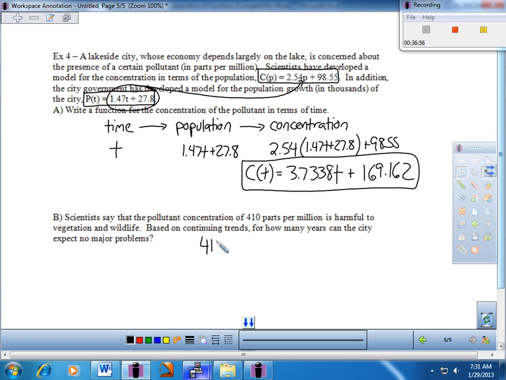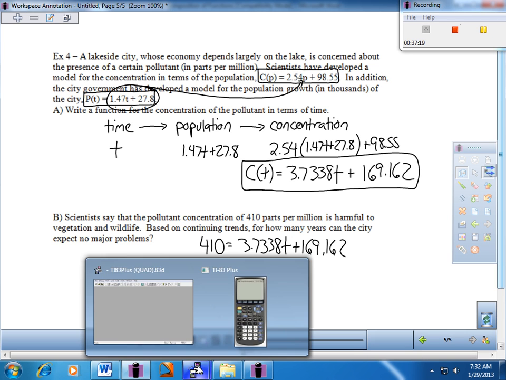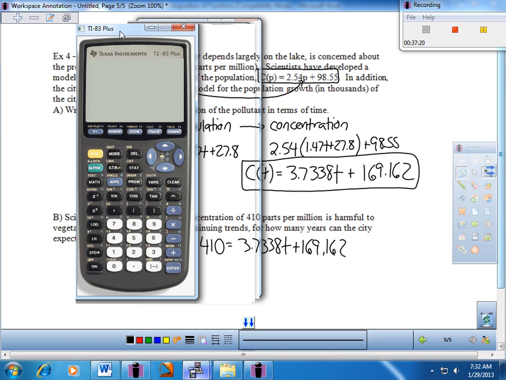Given the outputs, we're given the concentration here, so this goes in right in here, and I just have to solve for t. So 410 equals 3.7338t plus 169.162. Okay, looks good. How about we just go ahead and subtract that over? How about we divide by this and call it a lesson? This looks outstanding. I'm going to have to just come over here and do this last piece. So I'm going to do 410 minus 169.162. Just hit enter on that piece, and then divide by 3.7338.